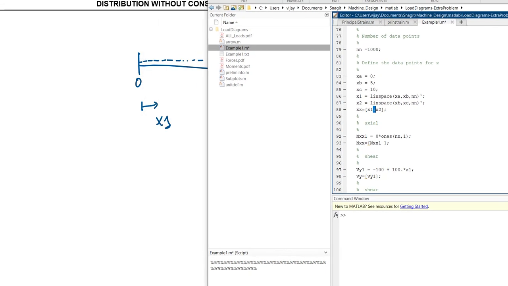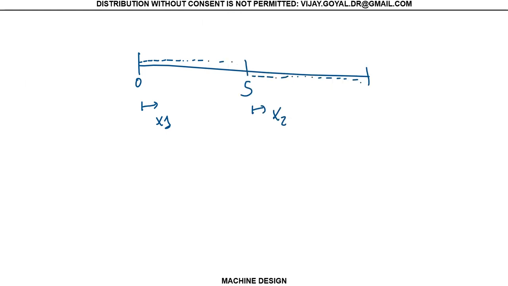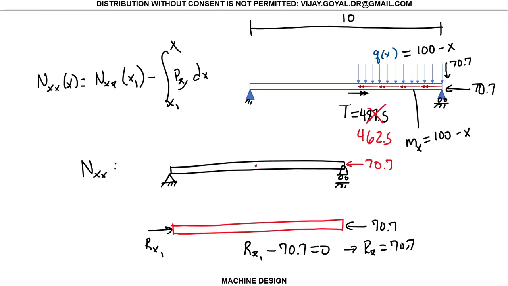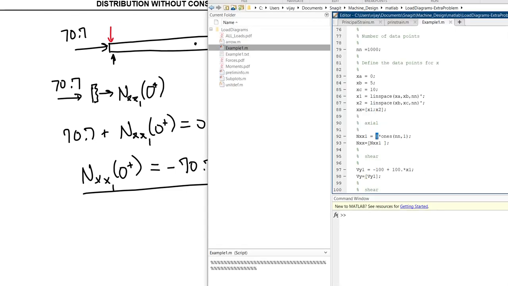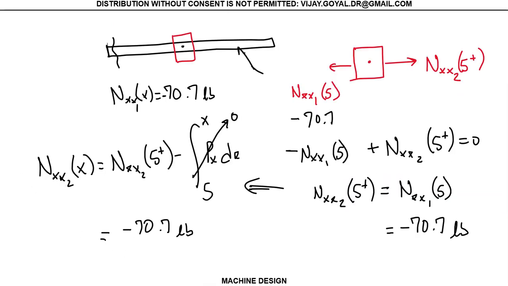Secondly, all I have to do now is go back and find what our loads were from the beginning. So I solved this and I found my NXX1 was minus 70. So you have to multiply by ones. You just cannot put the value in there. You have to multiply, so we create a vector for you. Then I can also copy paste. I got two segments. The second segment happens to have the same value. So I put a comma and NXX2. Why? Because I got two segments, one and two. You can see the values right here. And NXX2 is the same value.